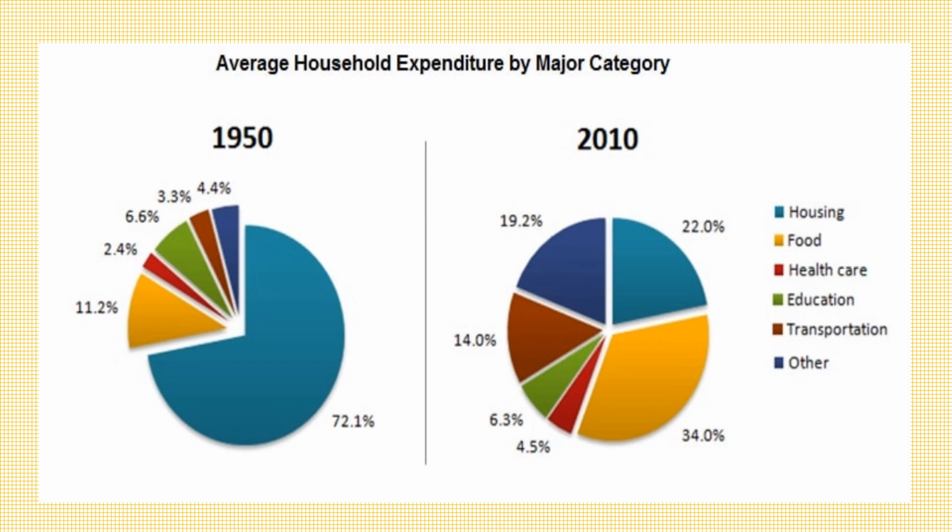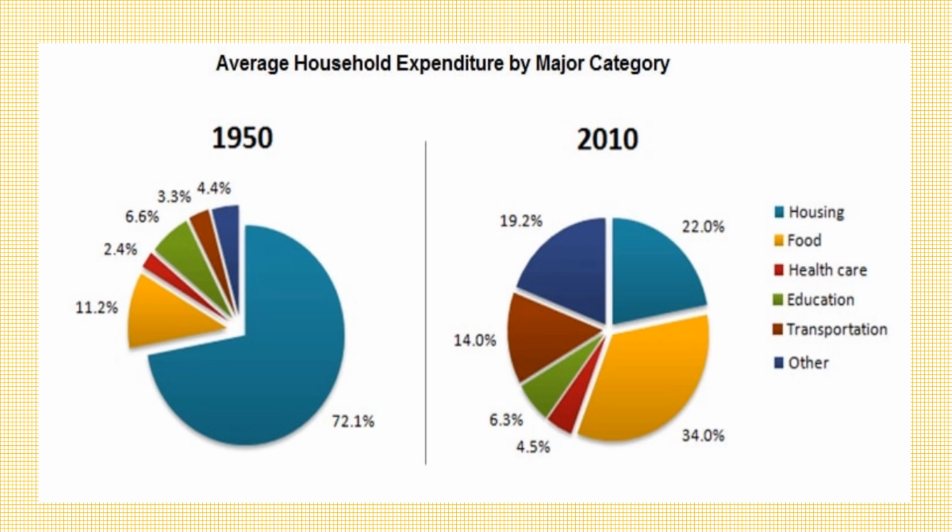Moving on to the pie chart about average household expenditure by major category, 1950 and 2010. The two pie charts compare the average household expenditure on several goods and services in 1950 and 2010.